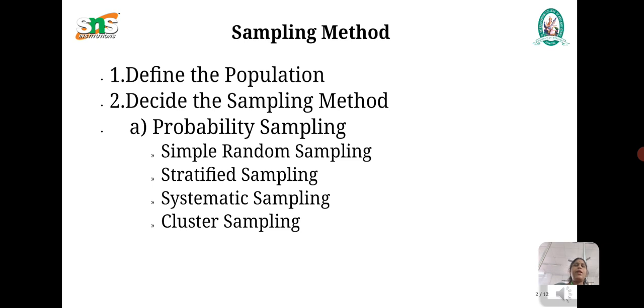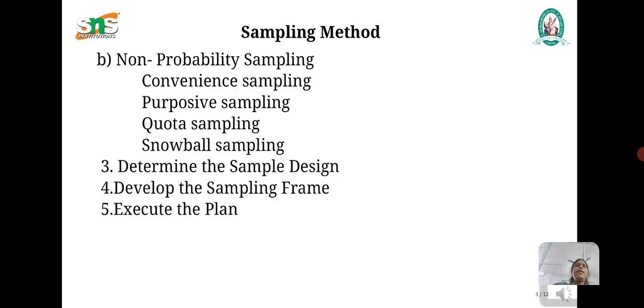There are two types of sampling: one is probability, the other is non-probability. In probability sampling, we are going to see simple random sampling, stratified sampling, systematic sampling, and cluster sampling. In non-probability sampling, we are going to see convenience sampling, purposive sampling, quota sampling, and snowball sampling. These are some of the sampling methods.